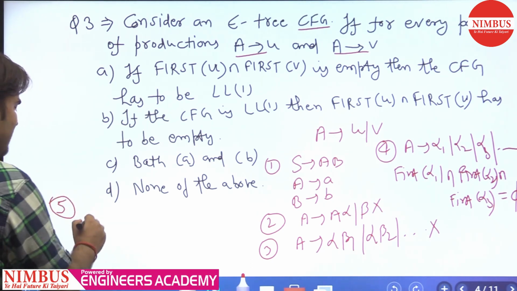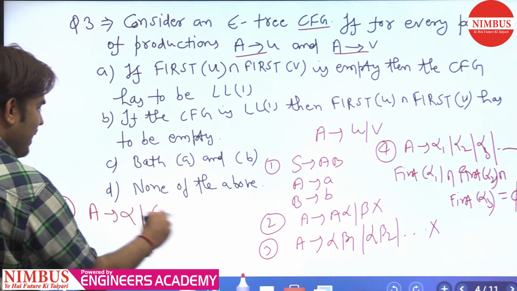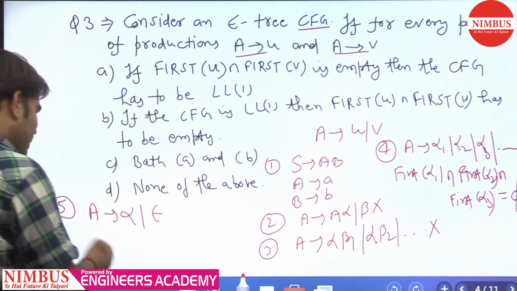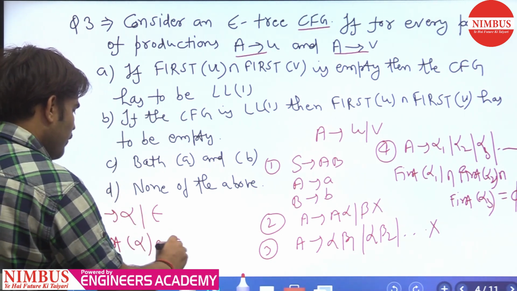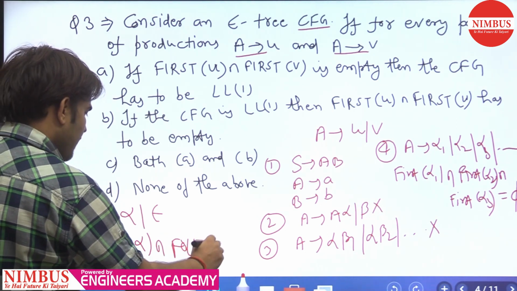And the fifth rule: suppose you have a production like this, A tends to alpha slash epsilon. So we need to calculate first of alpha intersection follow of A.